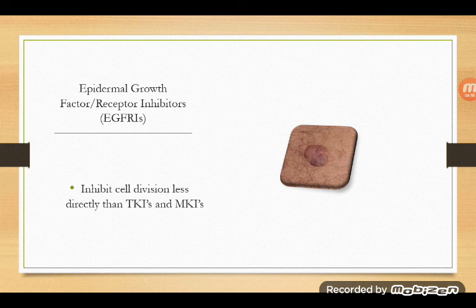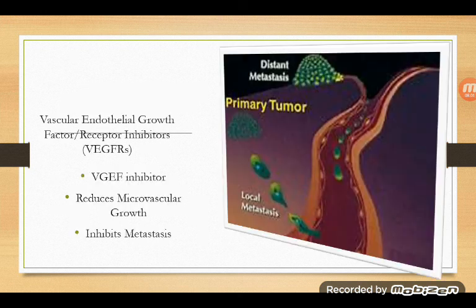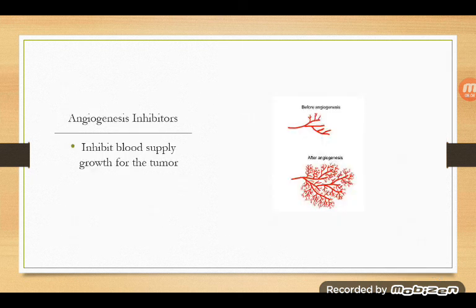But also focused on the epidermis. Vascular endothelial growth factors that work on decreasing that vascularization. That vascularization is called angiogenesis. There's angiogenesis inhibitors that inhibit the blood supply to the tumor.